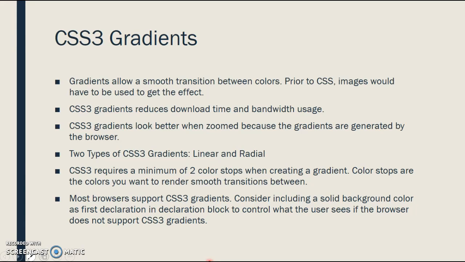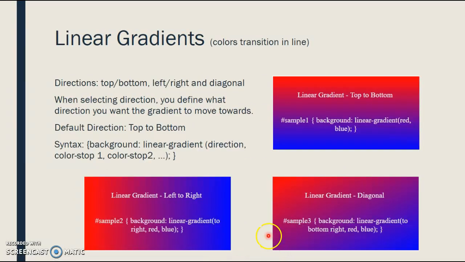Prior to being able to do this in CSS with the gradient properties, you would have to create an image that would have to be built into your web page. This could increase load time and bandwidth usage and affect getting your website loaded from a user perspective. And when you zoom in or if it's changing sizes, it didn't always respond the best way. So doing them in CSS is just a much better user experience.